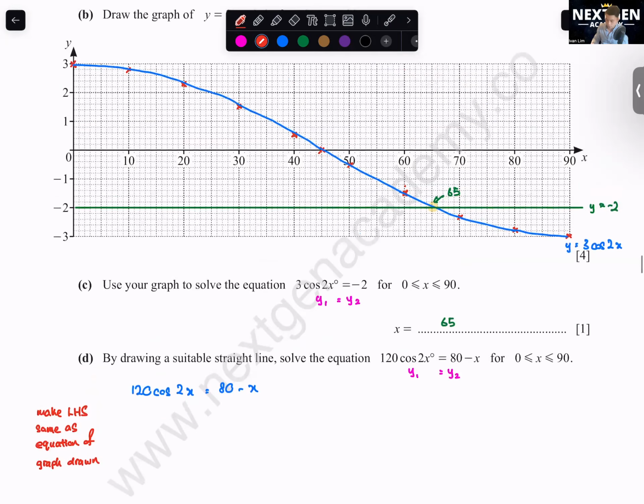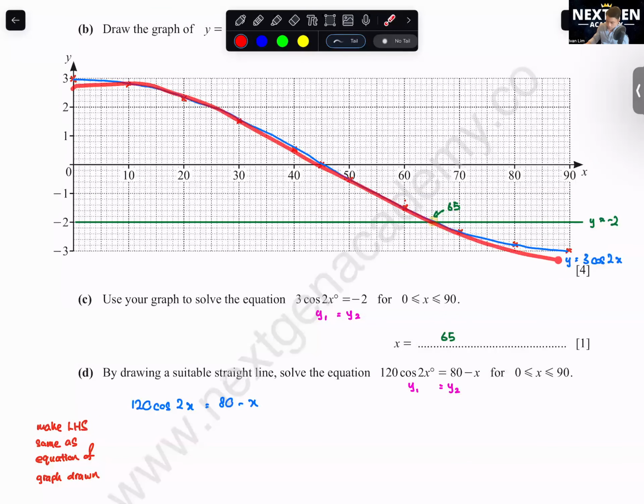What was the equation of the graph that was drawn, which was this blue one? 3 cos 2x, right? Can I make this into 3 cos 2x? Can, right? What do I need to do? I divide this whole thing by 40. 120 divided by 40 becomes 3, so I get 3 cos 2x. Here, you'll get 80 minus x over 40.